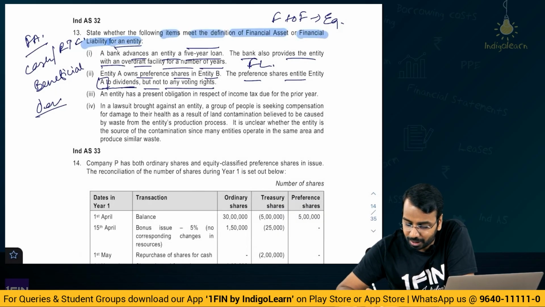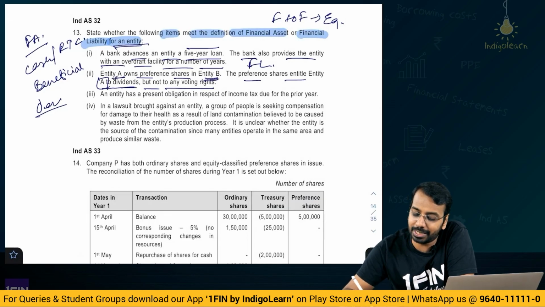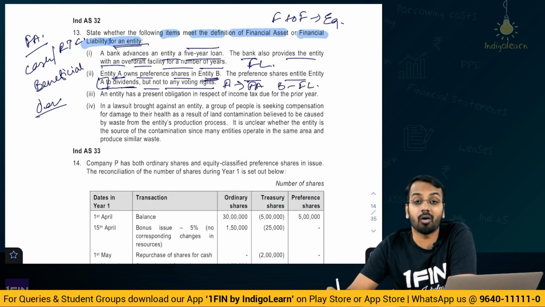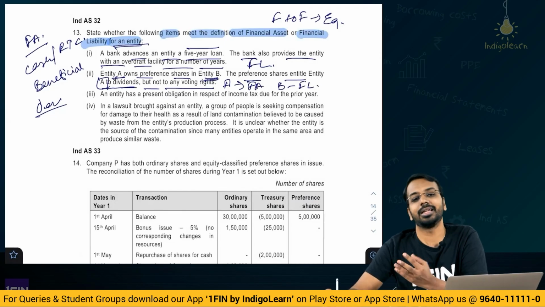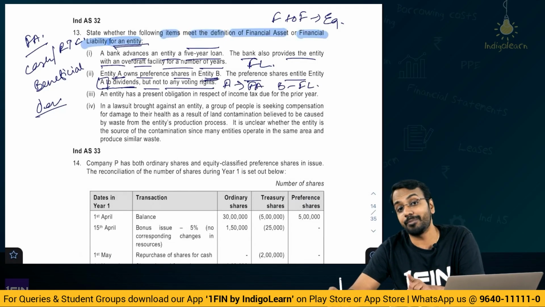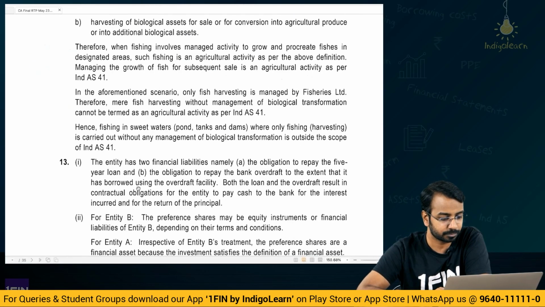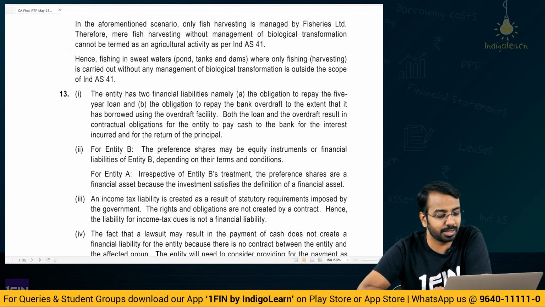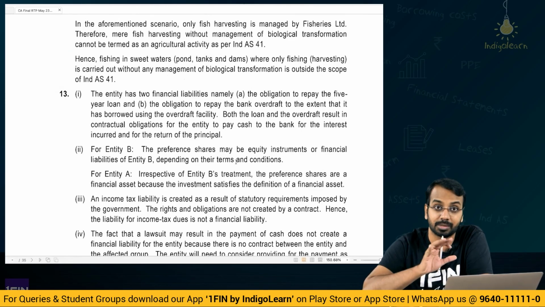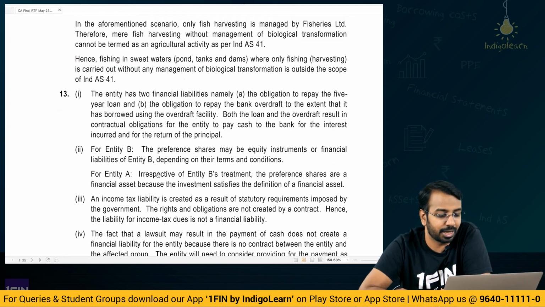Now, here they have not said for which entity. Entity A or entity B? See, should the classification be from entity A or entity B? So, for entity A, here it is a financial asset. For entity B, it is a financial liability. Or if it is irredeemable, which is not allowed in India, it can be an equity component as well. Dividend part is a financial liability. So, let us see what they have taken as an assumption. The preference shares may be equity instruments or financial liabilities depending on the terms and conditions. So, this is based on the global perspective, okay. For entity A, preference shares are a financial asset, right, that is what we have done.